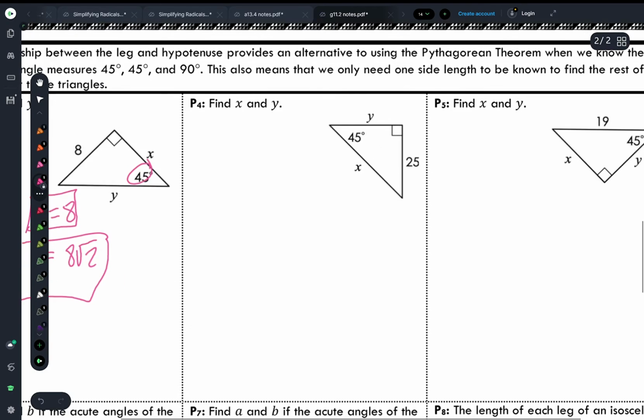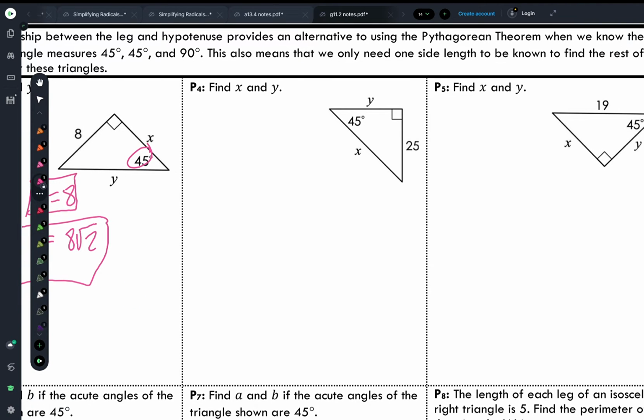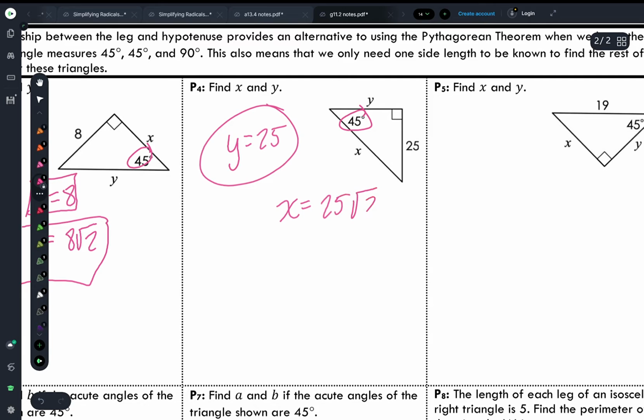Now this one, find x and y. Again, you're given a leg of 25. It is a 45, 45, 90 triangle. The other leg y will also be 25, and then to find the hypotenuse, you just take the leg length of 25 and multiply by the square root of 2. And we're done.